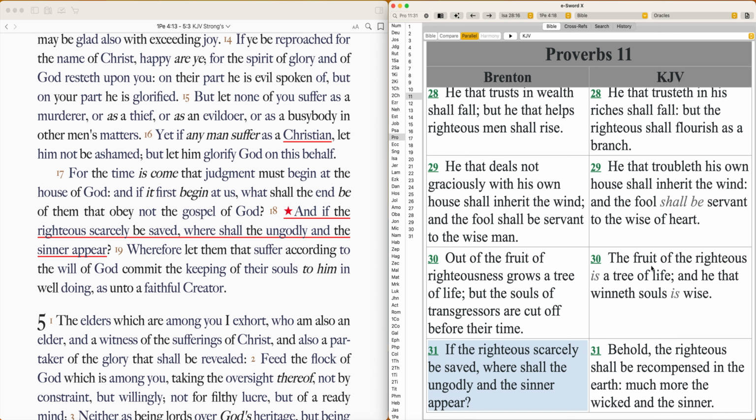And this is Proverbs 11:30. For the fruit of the righteous is a tree of life. This is a King James Masoretic text. For the fruit of the righteous is a tree of life. He that winneth souls is wise.